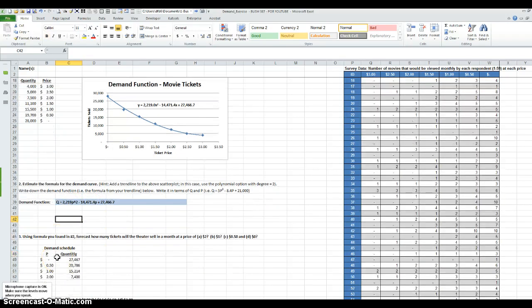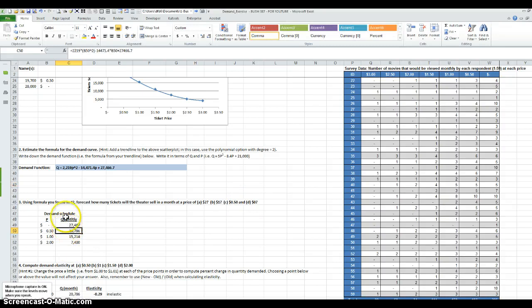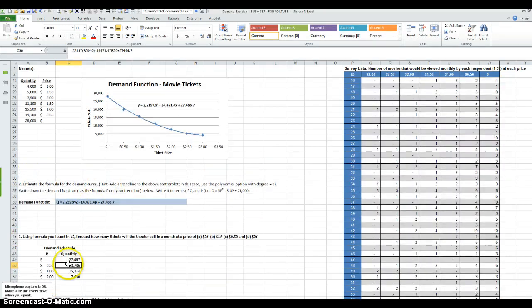Then using that formula that you found here, it asks you to forecast how many tickets you would sell at different prices: $2, $1, 50 cents, and 0. So all you do is you plop in, just make sure that the formula there is the same as the formula you have here, and then remember that anytime you see an x or an x squared, you're actually going to be pointing it over here at the price, because that's the x.